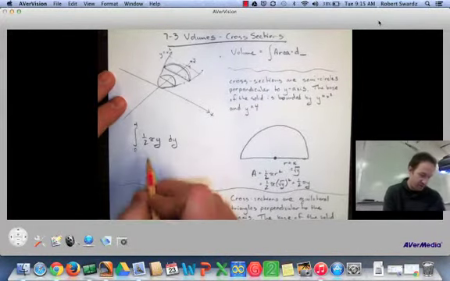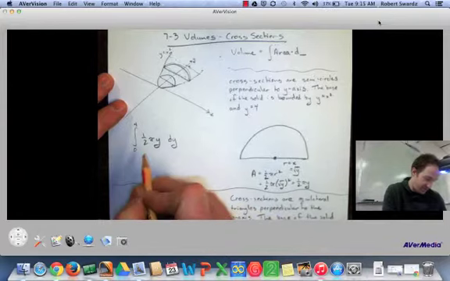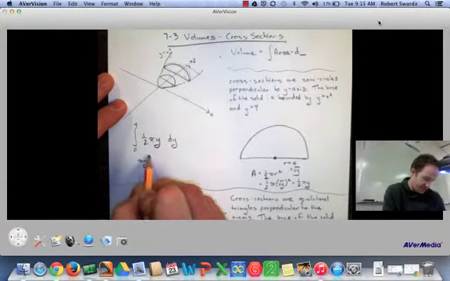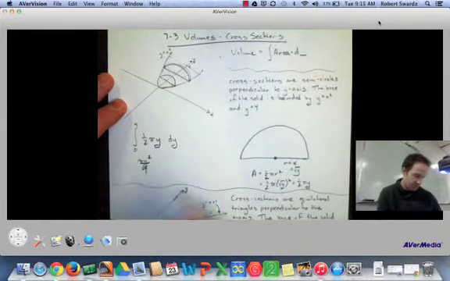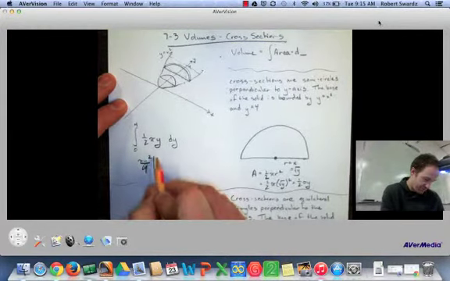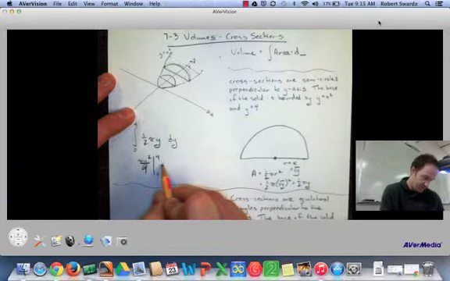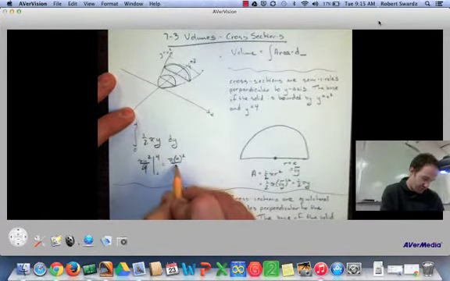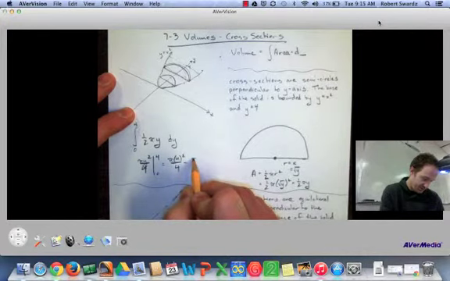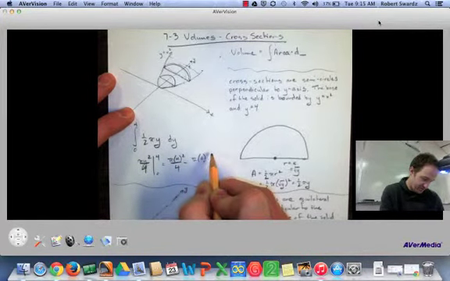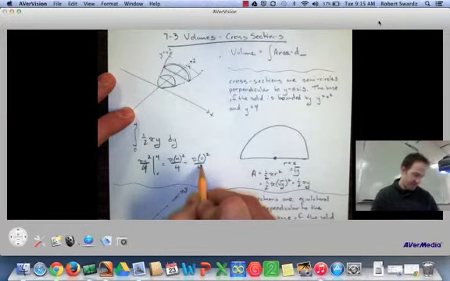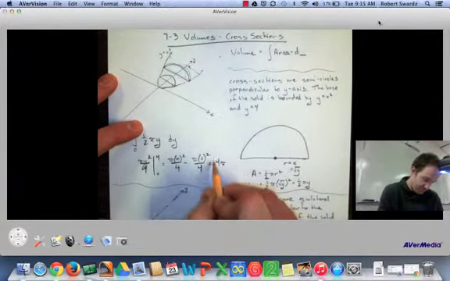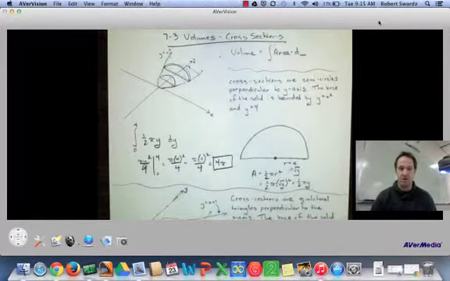This particular antiderivative is going to be easy. It's going to be pi y squared over 4 from 0 to 4, which is pi times 4 squared over 4 minus pi times 0 squared over 4, which is 4 pi. And there is our volume.